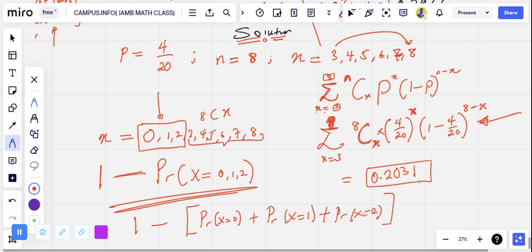But still, guys, do you know the best one to use? This is the best method to use. Just use a calculator to get it straight up rather than going through all this stress.